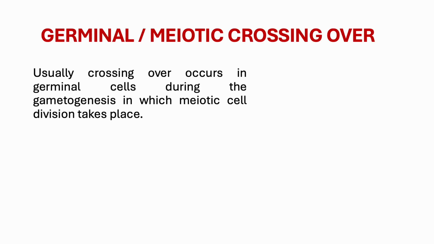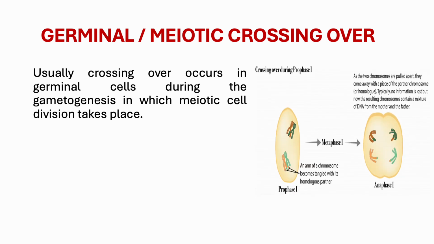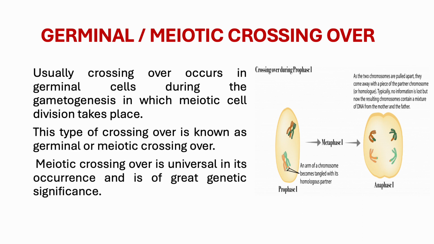Now coming to the second type, germinal or meiotic crossing over. Usually crossing over occurs in the germinal cells during gametogenesis, in which meiotic cell division takes place. So during meiosis, we can see the occurrence of crossing over. This type of crossing over is known as germinal or meiotic crossing over, and it is universal in its occurrence and is of great genetic significance.